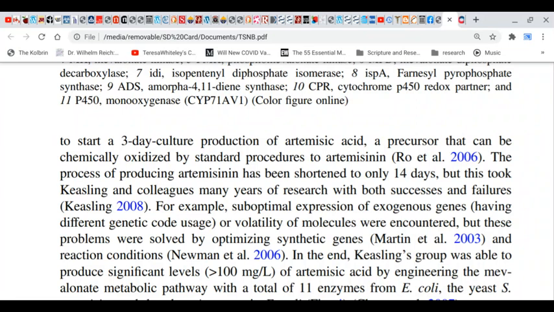The process of producing artemisinin has been shortened to only 14 days, but this took Kiesling and colleagues many years of research with both successes and failures. For example, suboptimal expression of exogenous genes having different genetic code uses, or volatility of molecules were encountered, but these problems were solved by optimizing synthetic genes and reaction conditions.